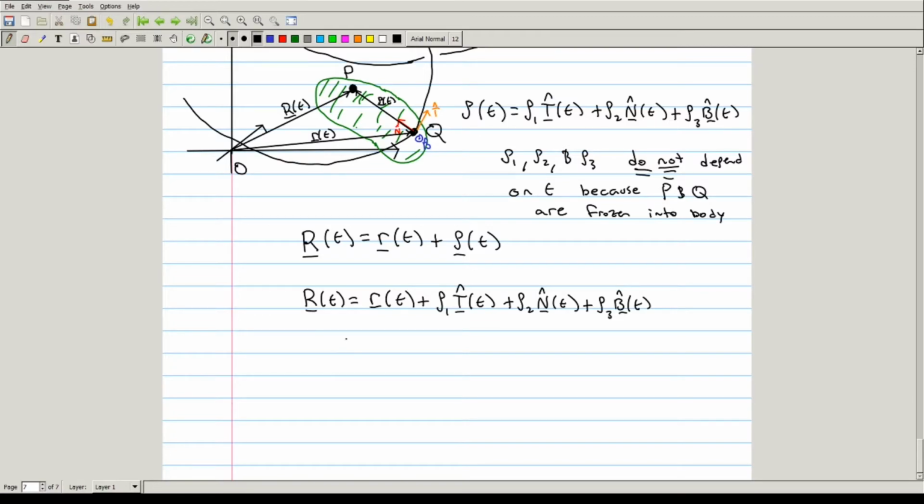Because if we want to figure out the rate of change of the point P, or dR/dt, this is the velocity vector of the point P. This is equal to the rate of change of r with respect to time, or the parameter t, which is the same thing as the velocity vector of the point Q, plus rho 1 times the rate of change of t hat with respect to t, plus rho 2 times the rate of change of n hat with respect to t, plus rho 3 times the rate of change of b hat with respect to t.